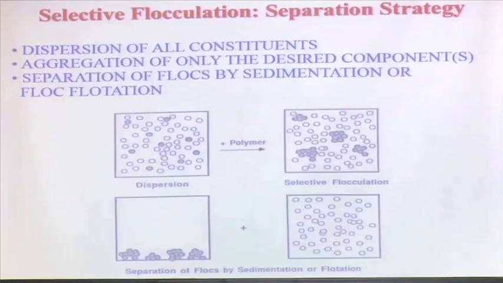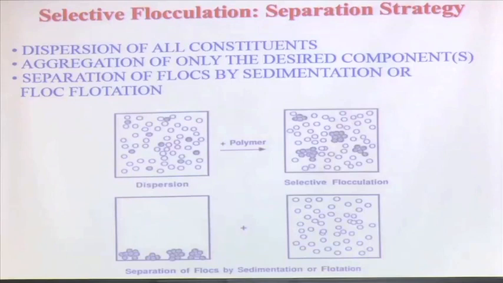Then selective flocculation. The separation strategy is that I have my particles, and I have to ensure that they are dispersed. Then you add a polymer, you try to form some aggregates like this, and then you separate the flocs either by sedimentation, allowing them to settle, or by flotation, and then you are selectively removing these particles. A good example of this application is iron ore processing, where the problem is the removal of alumina and silica, maintaining the alumina silica ratio.